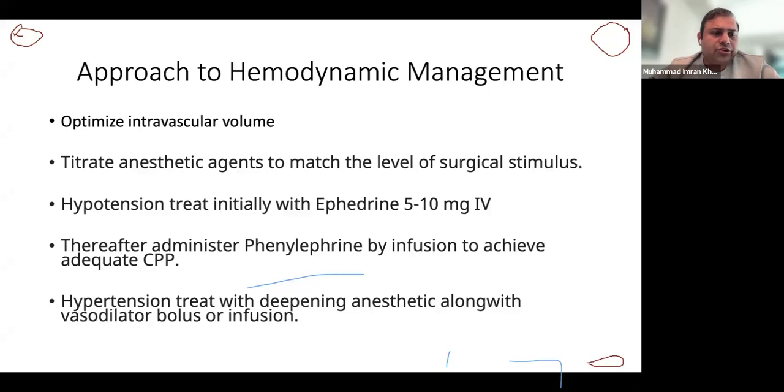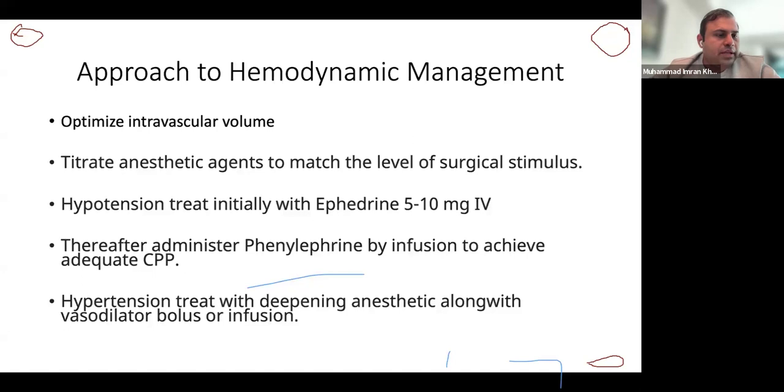For the treatment of hypotension, you can initially treat with ephedrine 5 to 10, and if that is not working, then you can go to a phenylephrine infusion to achieve an adequate CPP.